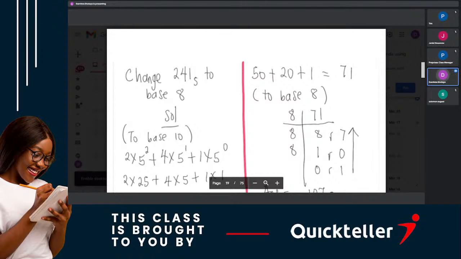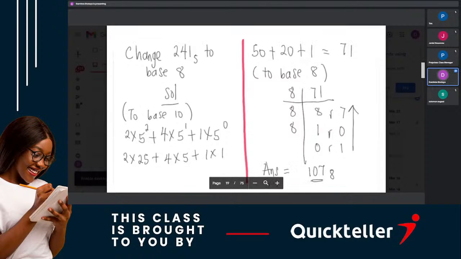Everything must go from base 10 to any other base. So base 10 is like the base. You can't go from just any base to any other base; you must pass through base 10. That's why the first thing I did was to change to base 10. Now changing 2, 4.